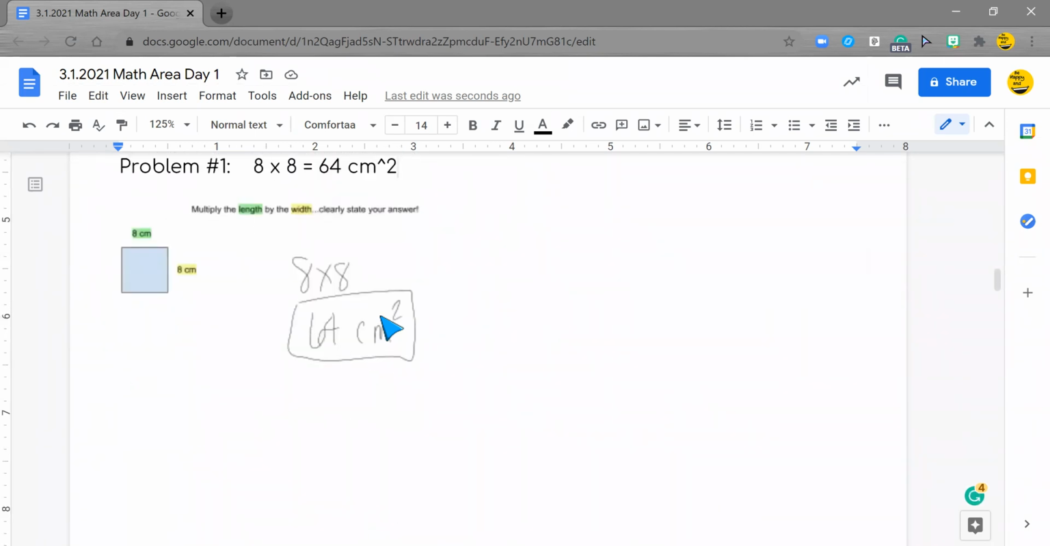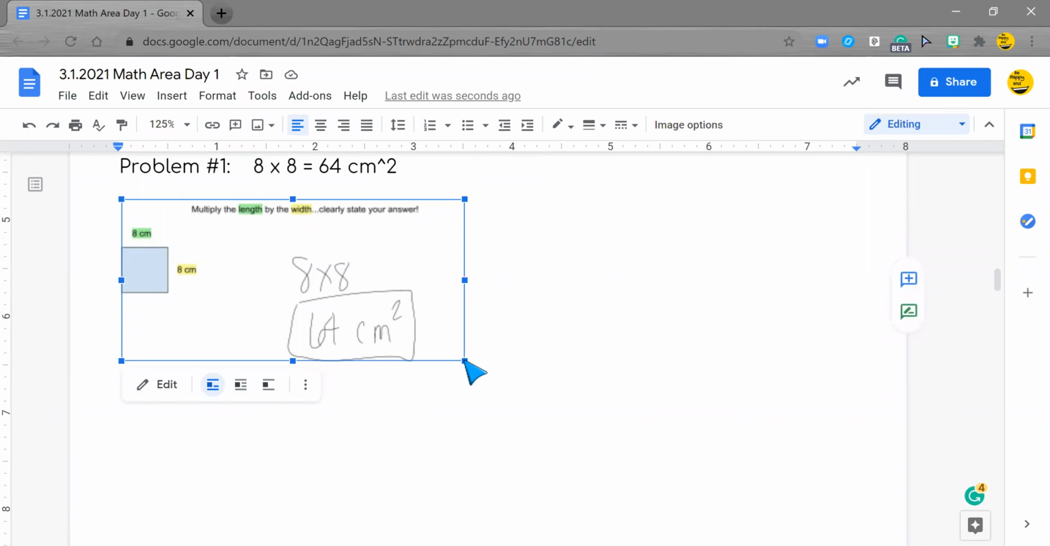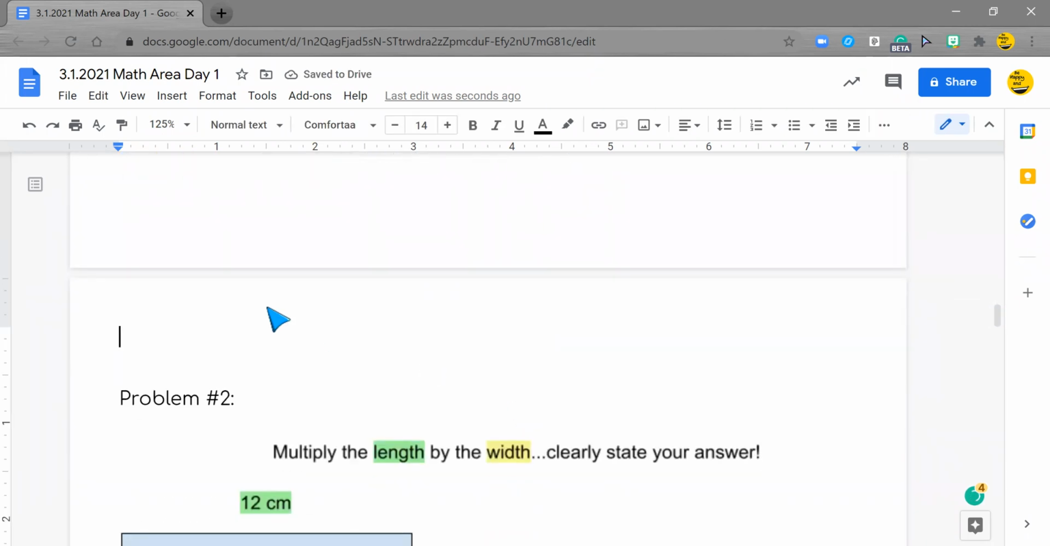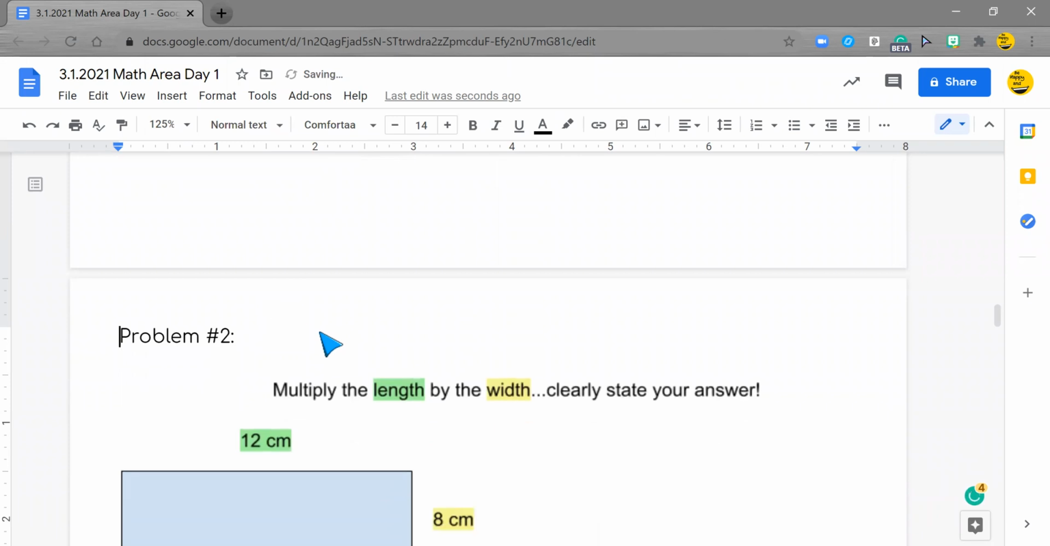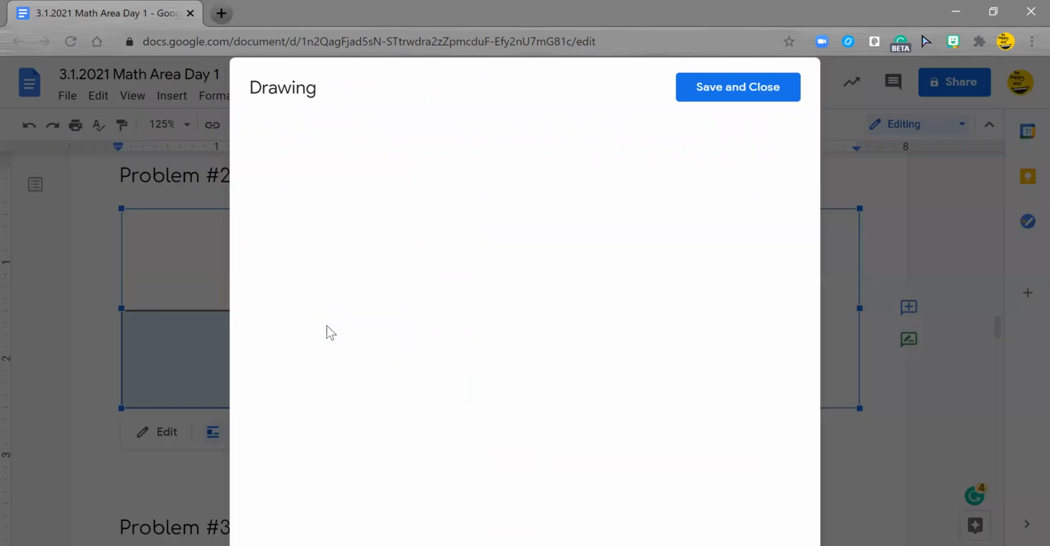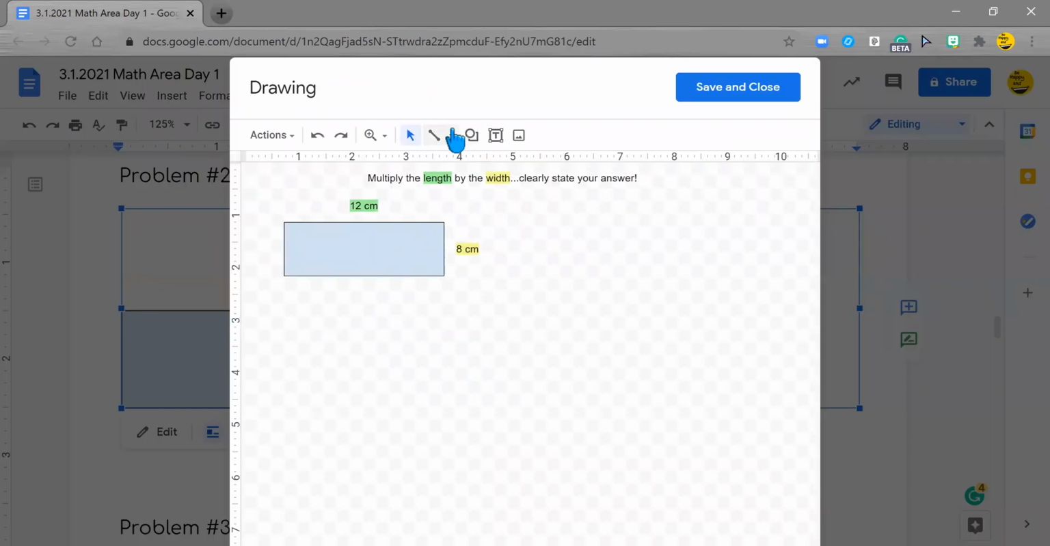So I'm going to go ahead. I can make this a little bigger because I think problem 2 is automatically at the bottom right here on the next page. I can't remember. But either way, I'm going to jump into here and we're going to do the same thing. I'm going to quick scribble. Now all I'm doing is length times width. So here I have 12 times 8.